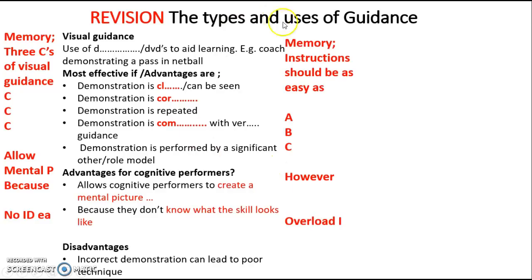Okay, so verbal guidance then, if you think of your instructions following logical order, should be as easy as A, B, C. However, overload, E. Okay, all right. So you've got onto there. Can you think about those now? Does that make sense to you?